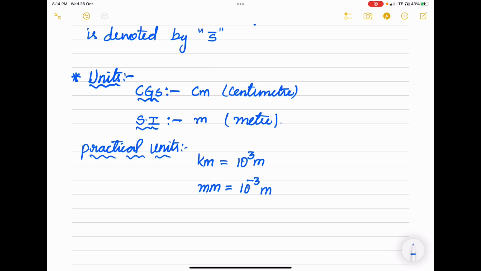Hope you understood about introduction to the distance and displacement. In our next video, we will see different exceptions or properties of distance and displacement in detail.